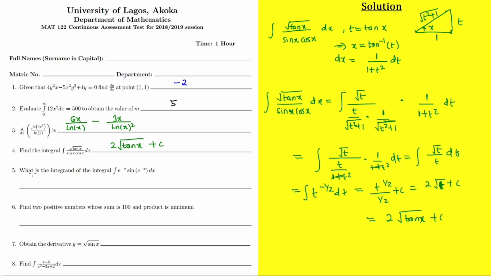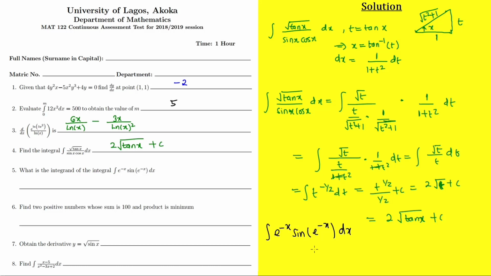In this question, that's question 5, they said, what is the integrand of the integral? Here we are given the integral of e raised to the power negative x, sine e raised to the power negative x, dx. So they are asking us what is the integrand of the integral?